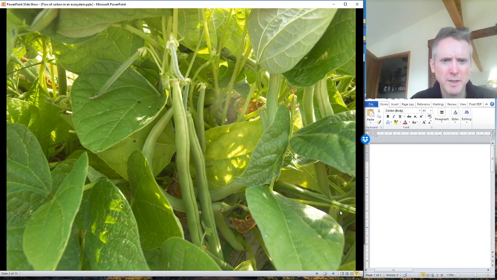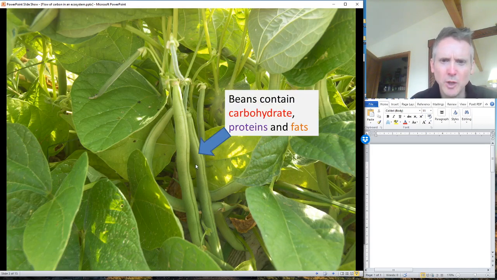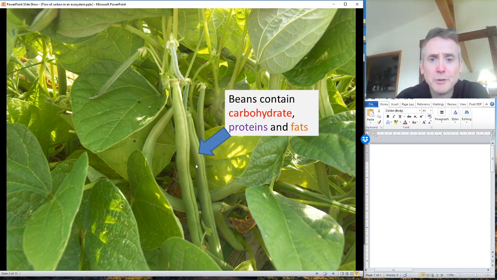This is my favourite bean plant. This is a haricot bean plant. So these are pea pods, and as we know, beans contain... If I look at my tin of beans, they've got a good source of carbohydrates, proteins, and fats. I'm trying to look at the camera more.